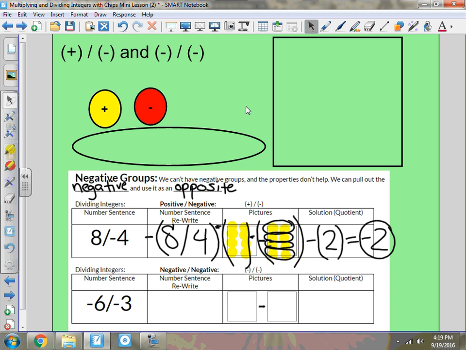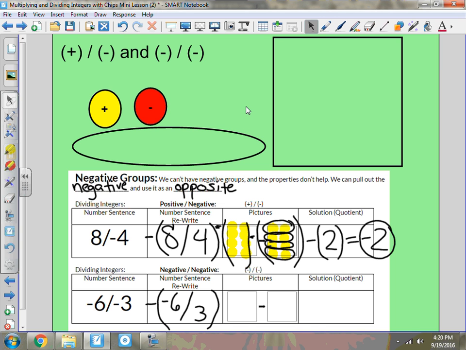So I've got a negative divided by a negative. Remember, our first number is for our groups, and our second number is for our chips for division. So what I'm going to do now is rewrite it so that I don't have a negative in that second number. I'm going to put the opposite sign on the outside of the parentheses. And the other number needs to stay the same. So that -6 is going to stay exactly the same, and I'm going to be dividing by a +3 this time around.